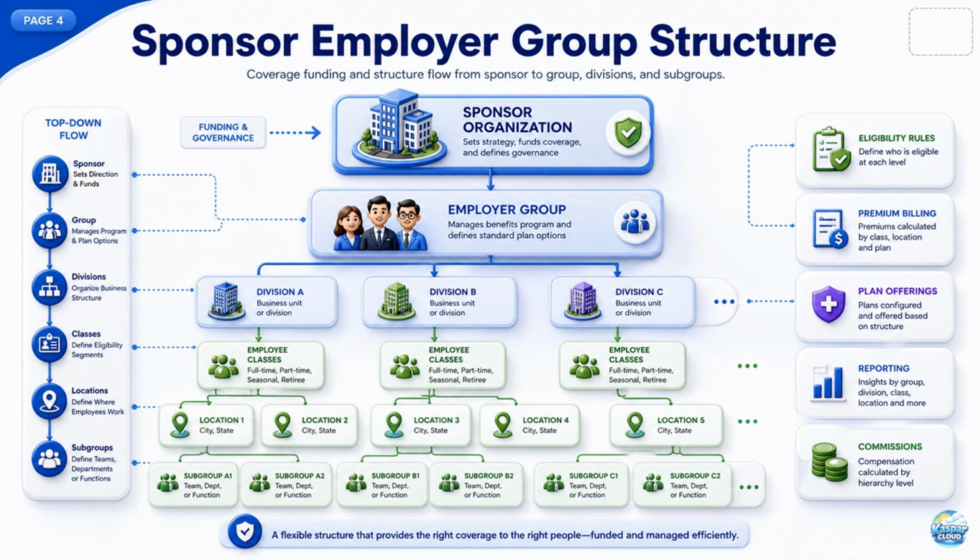The sponsor table represents the organization responsible for offering or funding coverage. Below that, the group table represents the insurance group, such as an employer group or policy group. A group may have divisions, employee classes, locations, or subgroups. These tables are important because eligibility rules, premium billing, plan offerings, reporting, and commissions often depend on group structure.